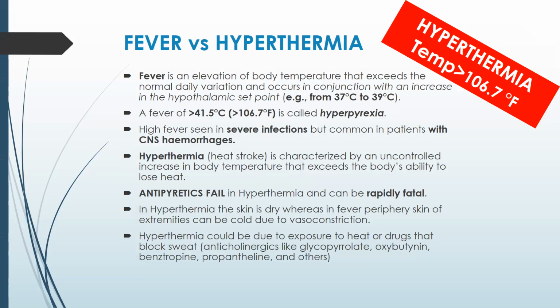We have to differentiate fever from hyperthermia as well. In hyperthermia, the temperature goes above 106.7 degrees Fahrenheit. That is a very high grade fever, and these fevers usually don't respond to any antipyretics like Dolo or ibuprofen. They don't respond to antipyretics, and the heat-losing mechanism fails when the patient is suffering from hyperpyrexia.